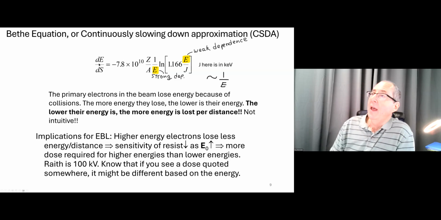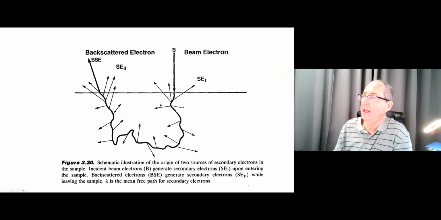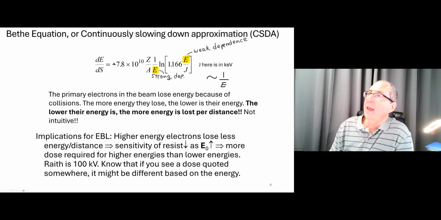But anyway, what this equation says is that the change in energy of an electron as a function of the distance that it's moving through the solid, you want to have this picture in mind. S is path. S is the distance along this path. And it says that the electrons lose energy per distance at a rate equal to this equation.